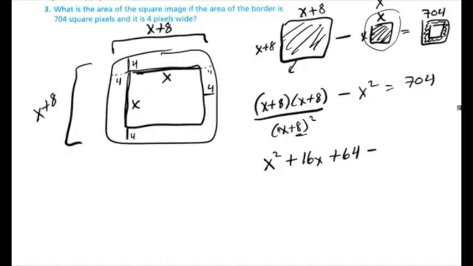Like that. Minus x squared from right there equals 704. So it's a recap. Multiply these together: x plus 8 times x plus 8. I didn't divide. That was me showing, hey, that's the same thing as x plus 8 squared. We can use the formulas we just learned to get this.